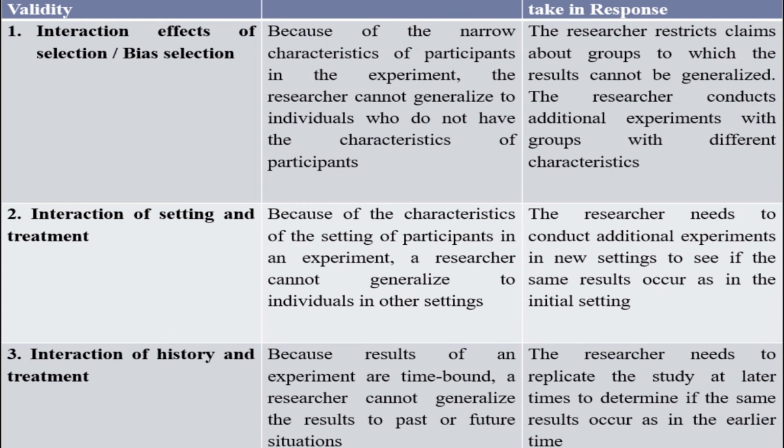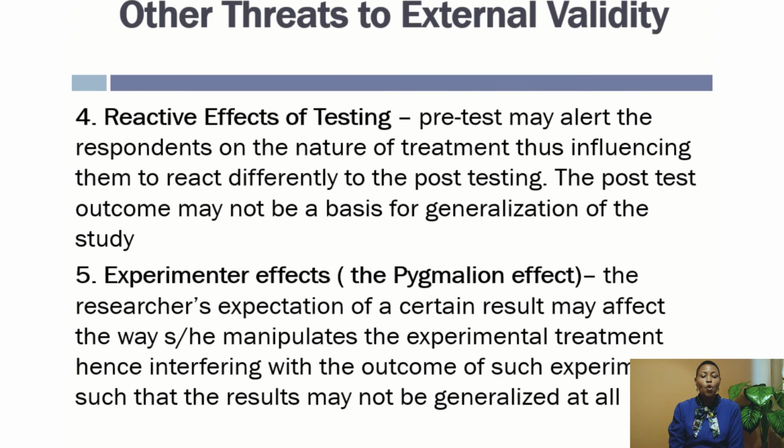Another threat is interaction of history and treatment. We have explained what history means under internal validity. Because results of an experiment are time-bound, they are only applicable within a certain period of time, a researcher cannot generalize the results to past or future situations. So what action can the researcher take? The researcher needs to replicate the study at a later time to determine if the results occur as in the earlier time. We have other threats to external validity.